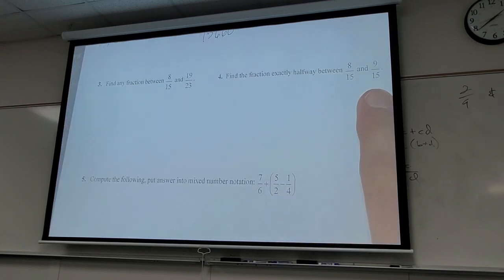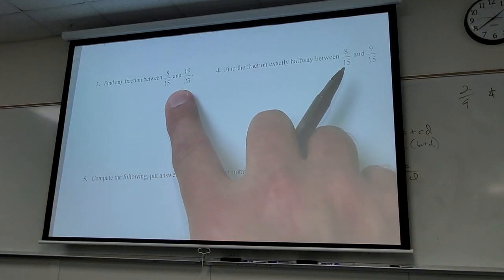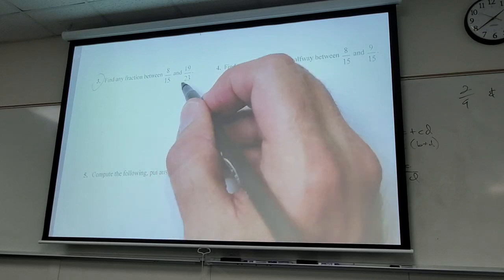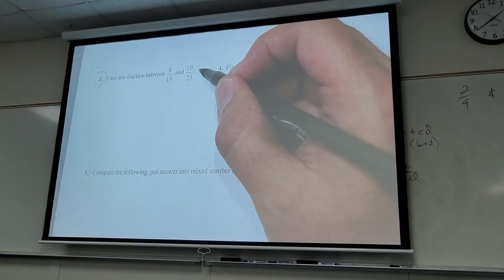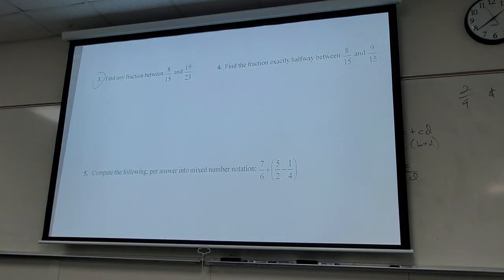Okay, we're almost to the part that's really nifty. That sounded terrible. Only one part of this is really nifty. Number 3, what's the shortcut to find any fraction between those two? Add straight across.